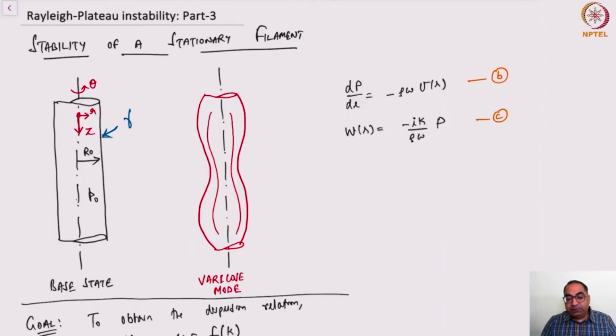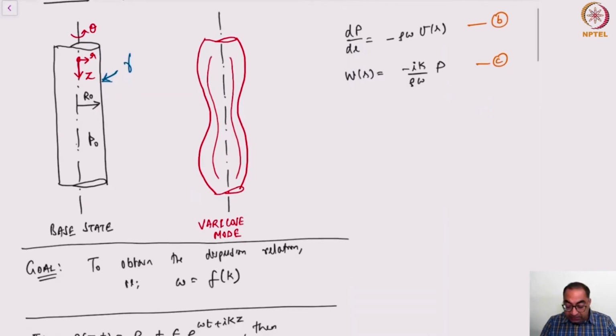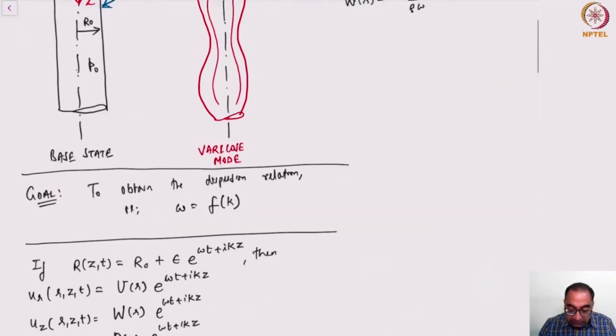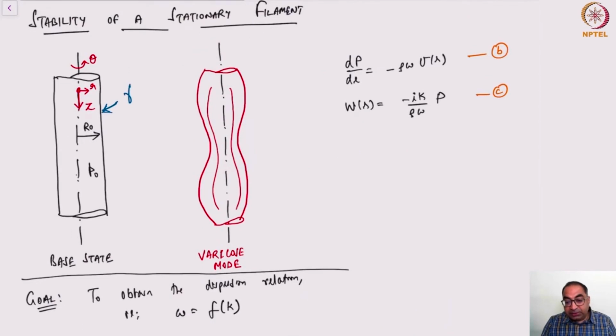So now we are in part 3 of the Rayleigh-Plateau instability analysis. In the previous lecture, for a varicose mode, we derived this equation D, which is the modified Bessel's equation for the radial velocity u of r. And we also have a relationship between the pressure and the radial velocity, as well as the axial velocity W and pressure. That's B and C. I've written these equations in a slightly different format.